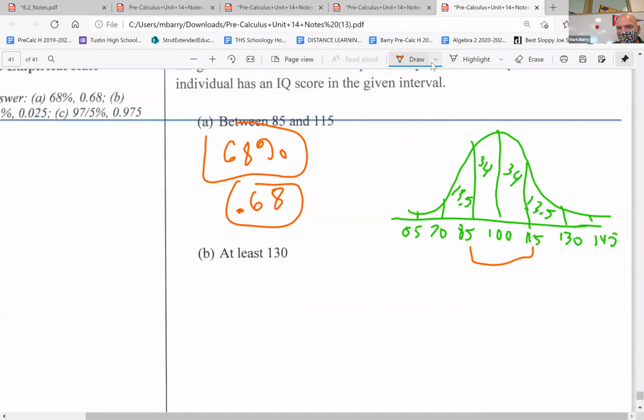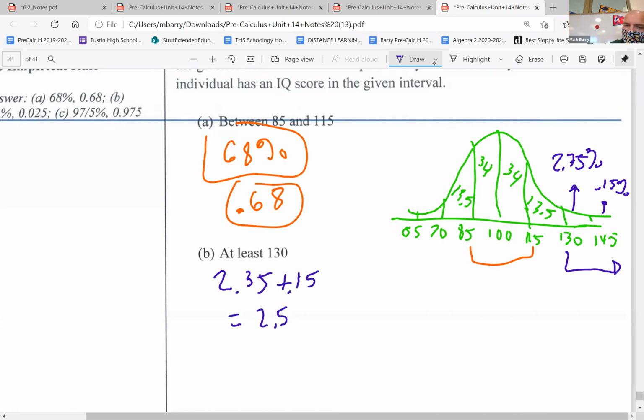All right, next one, at least 130. So that one is going to be from here out. So I am going to need these little pieces on the outside, so I'll look back at my chart. This one was 2.35%, and this one I said was 0.15%. So I would have to add those up. So the percentage would be 2.5, the decimal would be 0.025.